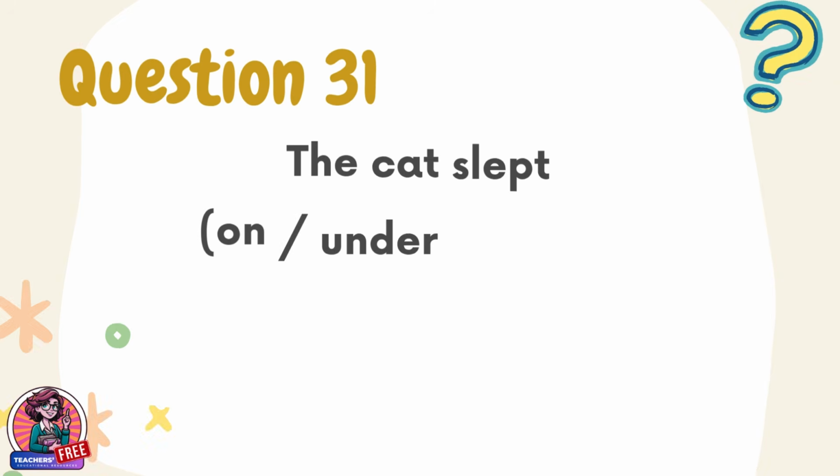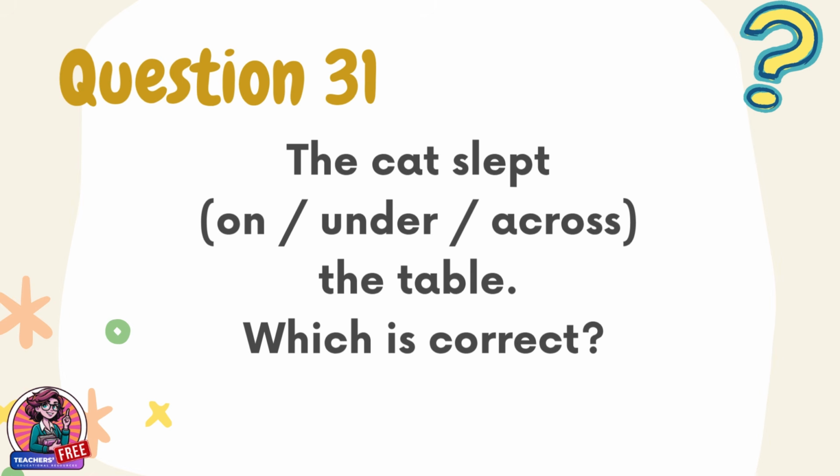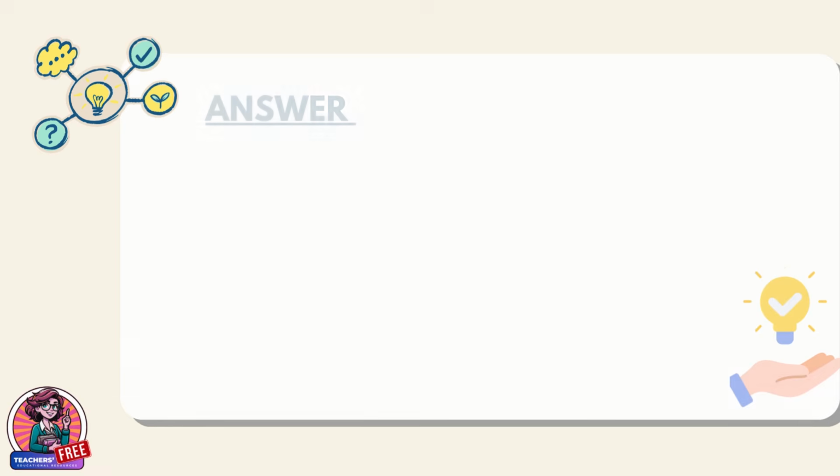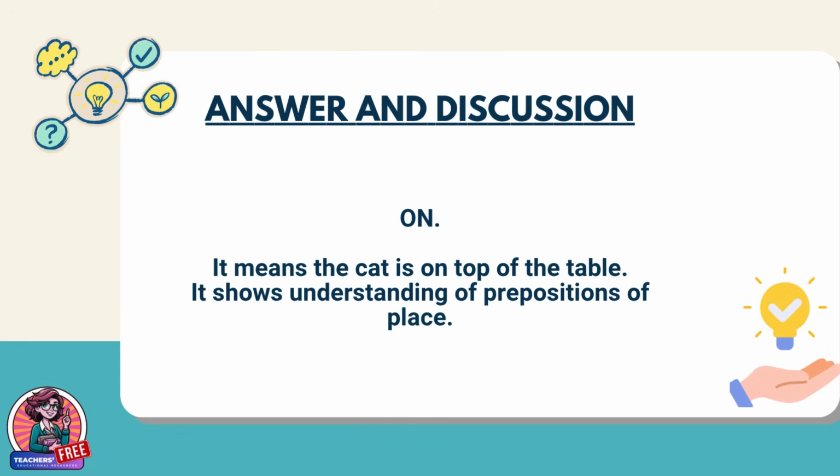Question 31. The cat slept on, under, across the table. Which is correct? Answer: on. It means the cat is on top of the table. It shows understanding of prepositions of place.